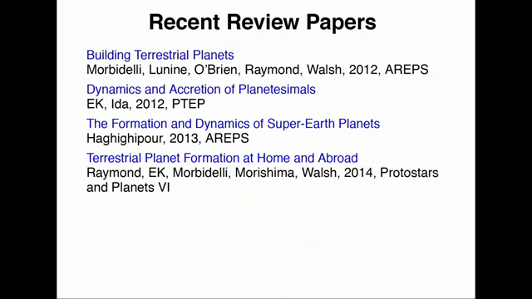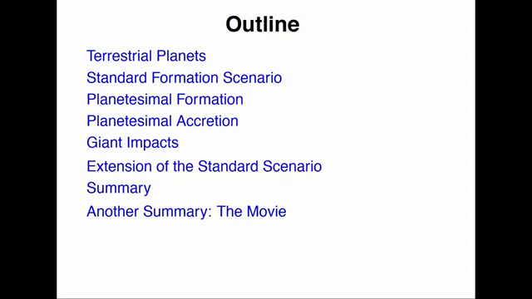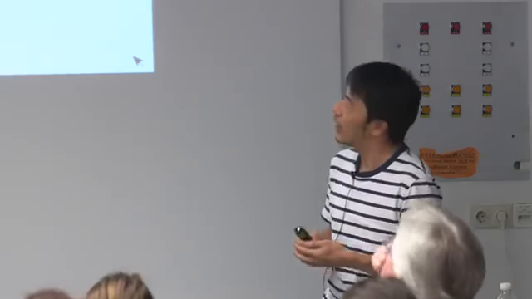These are about the formation of terrestrial planets, not only in the solar system, but in exoplanetary systems too. You can find this view graph on the net later this conference. Okay, so this is the outline of my talk. Let me start by introducing some important properties of terrestrial planets in the solar system. Then I'd like to explain the basics of the standard, or conventional, formation scenario. We have already heard a lot about this from Nadal's talk.